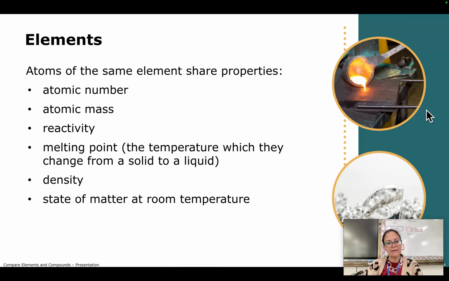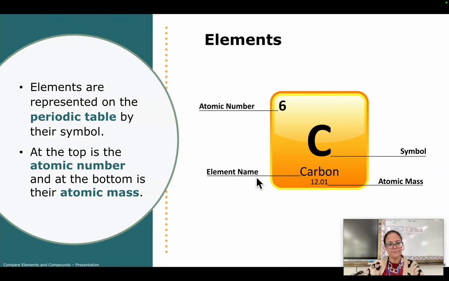Atoms of the same element share properties. They have the same atomic number, like every atom of oxygen has the atomic number of 8. They have the same atomic mass, the same reactivity, the same melting point, which is the temperature where they change from a solid to a liquid. They have the same density, and they are the same state of matter at room temperature. So if you have an atom of oxygen and another atom of oxygen, they're going to behave the same way in all of these different ways. They are the same element, so they're going to act the same way.